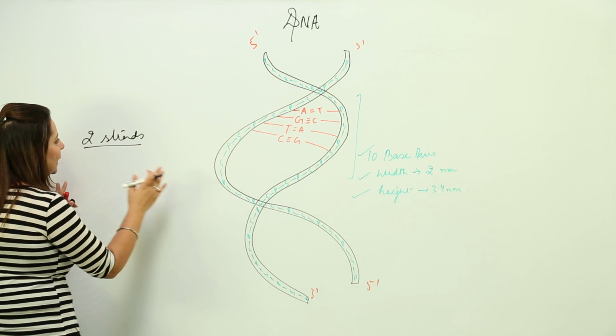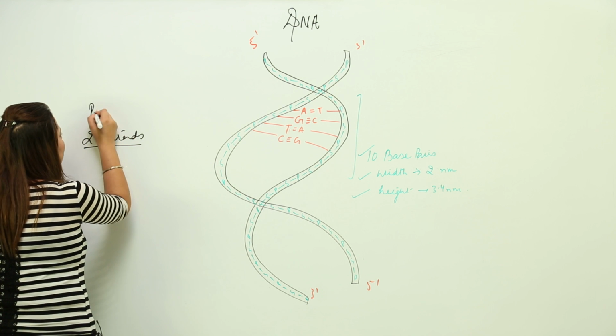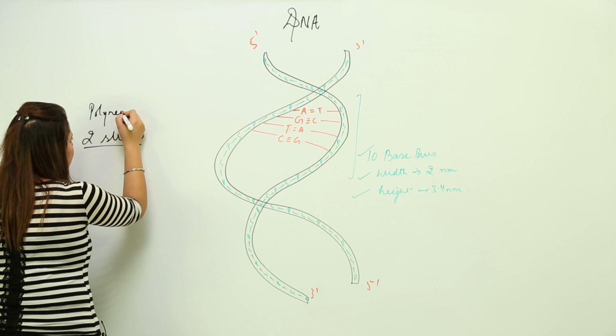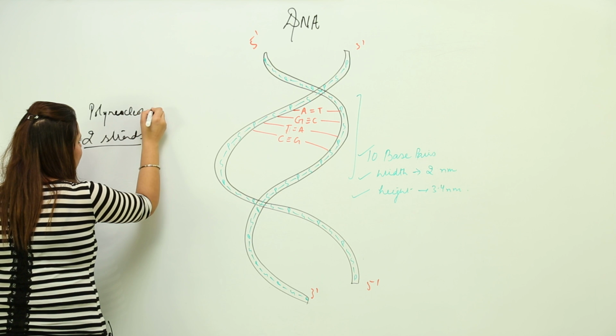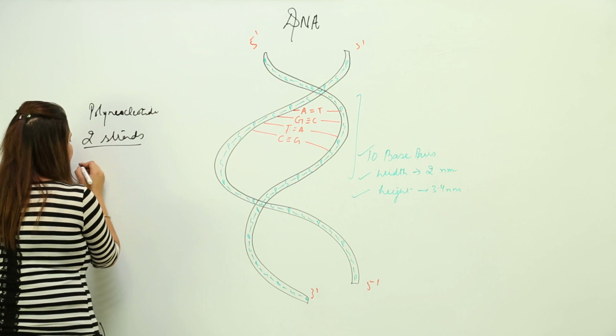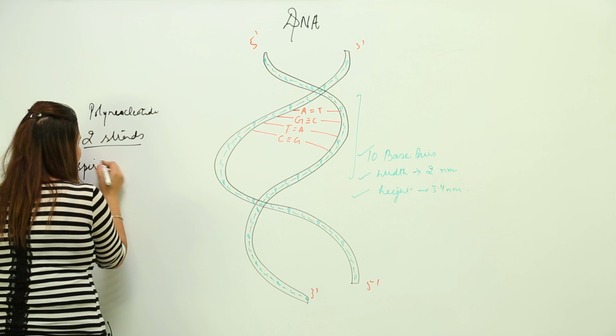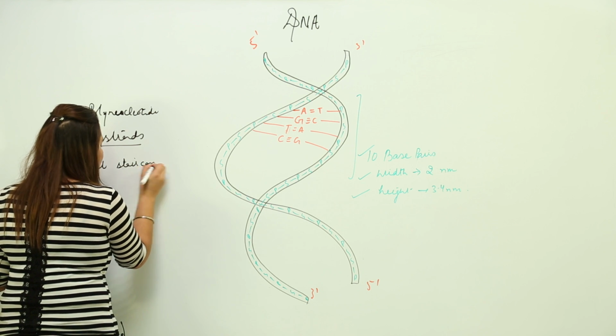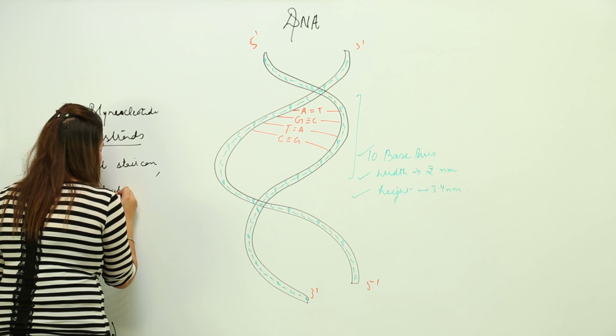So we say that it consists of two polynucleotide strands, highly coiled with each other, forming a spiral staircase, or we can say forming a double helix structure.